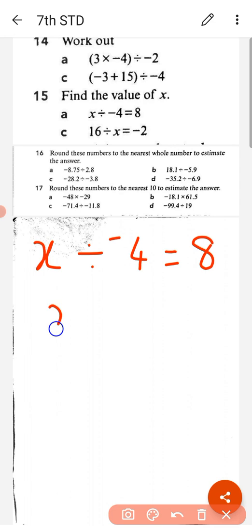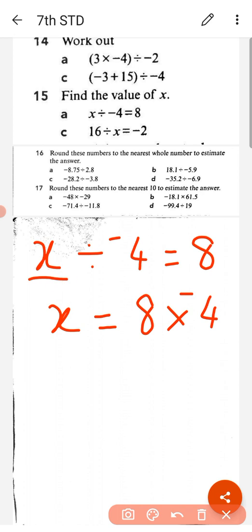So x is equal to, here children, the quotient is given, that is 8. And the divisor is also given, negative 4. We need to find the dividend. So multiply the quotient by the divisor. Here in this case, we have to find the dividend. Divisor and quotient are given. Quotient is the answer in division. So to find the dividend, we have to multiply the quotient by the divisor.